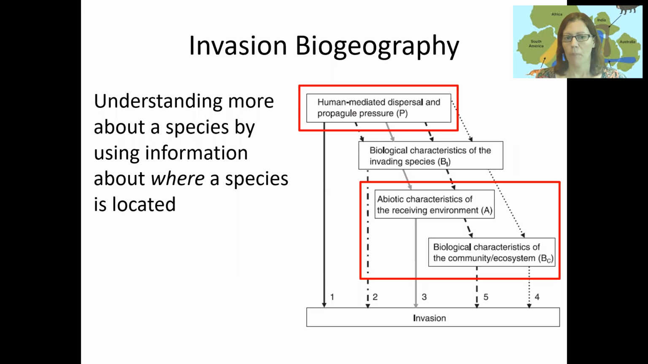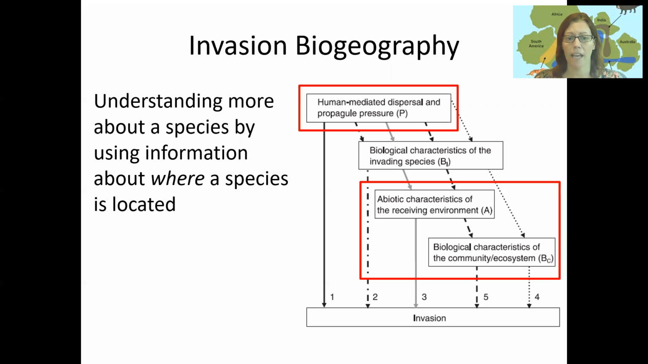So invasion biogeography is different from invasion ecology. It's using a different disciplinary approach to try to understand invasions. And biogeography generally is geography, so it's a spatial approach. It's understanding more about a species, so an invasive species in this case, using information about the spatial location of that species. Right? So we're asking a question that's very location specific, a question about where and what are the conditions about where that species is located.